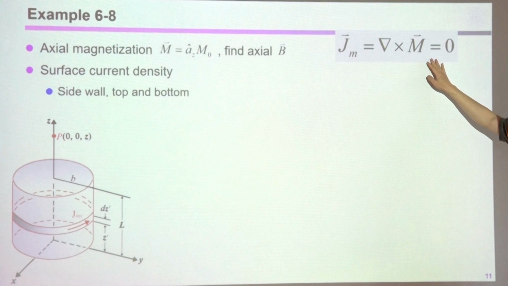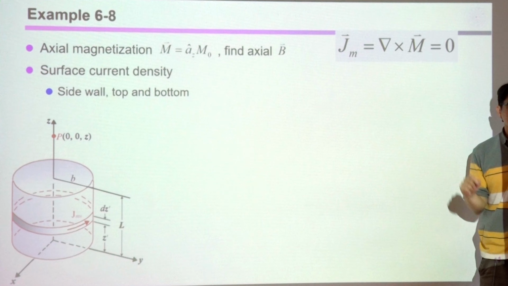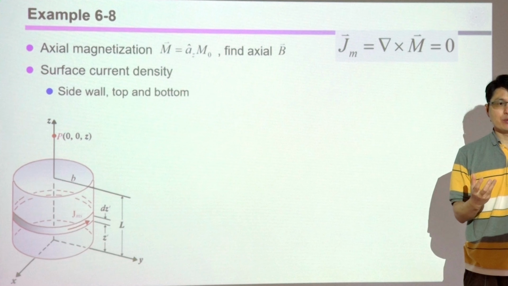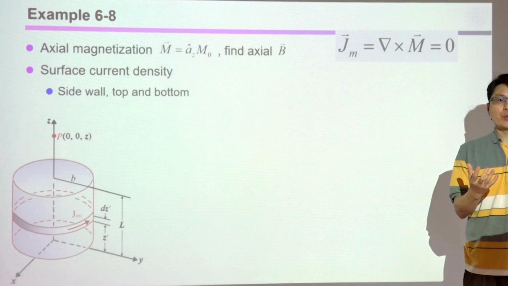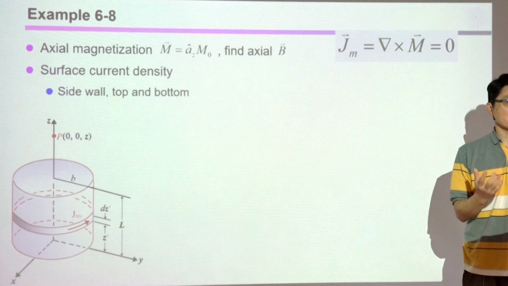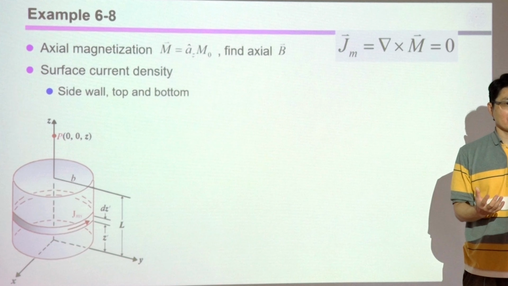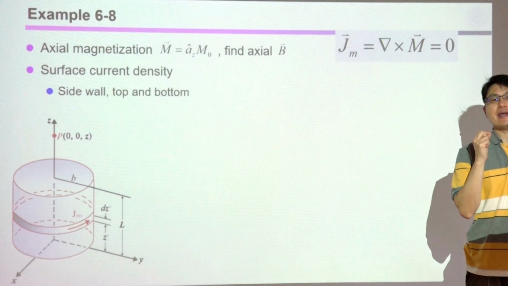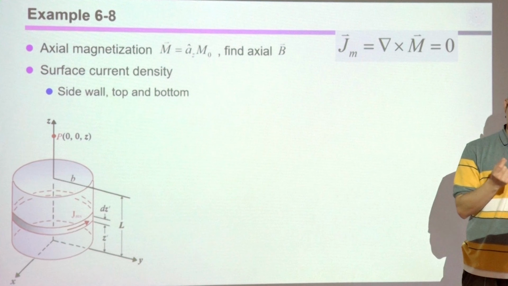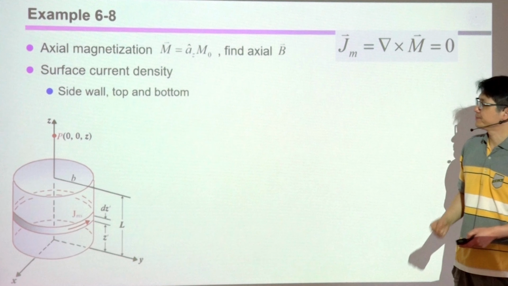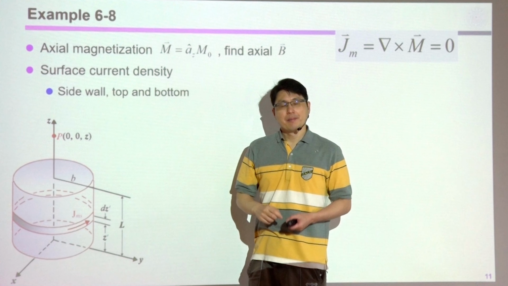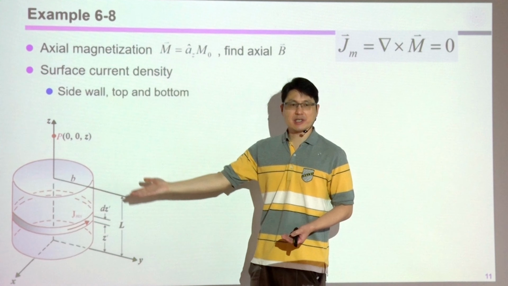Therefore, you don't even have to perform the curl operation, meaning this material does not give you a volume magnetization current density. Right? You don't have the volume current density, and therefore you only have to care about the surface current density. But then the question is, how many surfaces do you have?